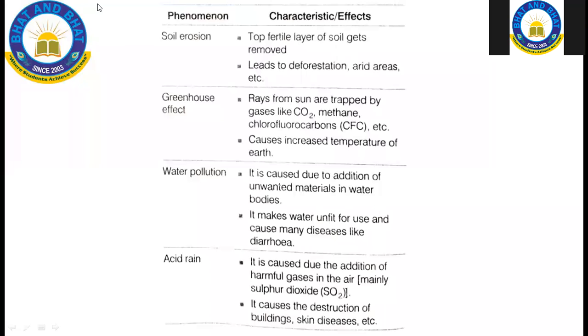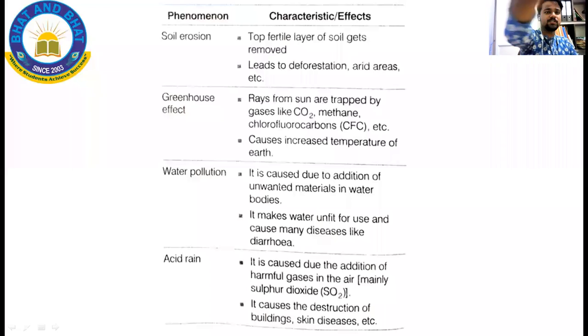Have you all understood? Please say yes or no. Have you all understood everything so far? Say yes or no, everyone. Very good, very good. All of you, please try expanding what CFC is.